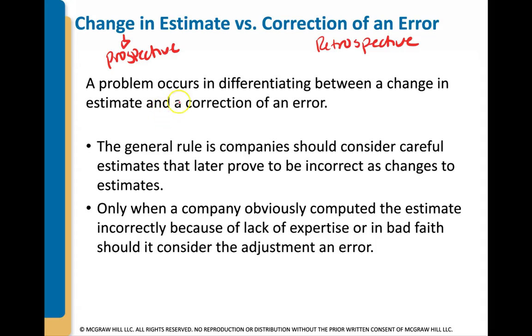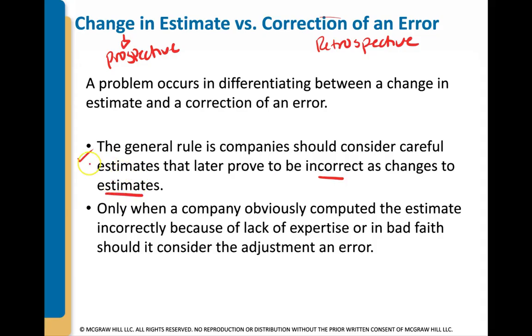So sometimes it's not so easy to determine: is it a change in estimate or really correcting an error? So here's the general rule. The general rule is that companies should consider careful estimates that later prove to be incorrect as changes in estimate. So if your estimate was just incorrect, it's still a change in estimate.